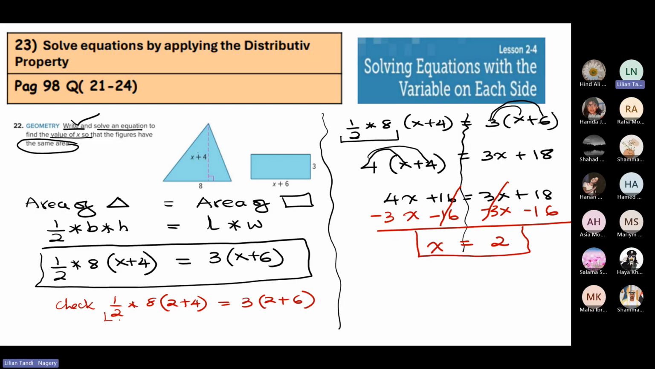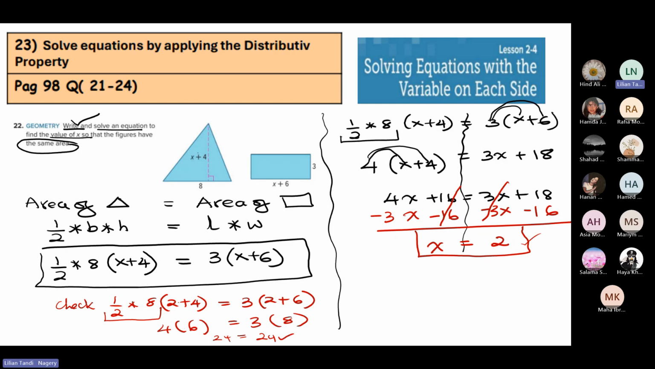Okay. Half times 8 is 4. 2 plus 4 is 6. 3 times, what is this? 8, sir? 4 times 6 is 24 equals 24. So I know I am correct.